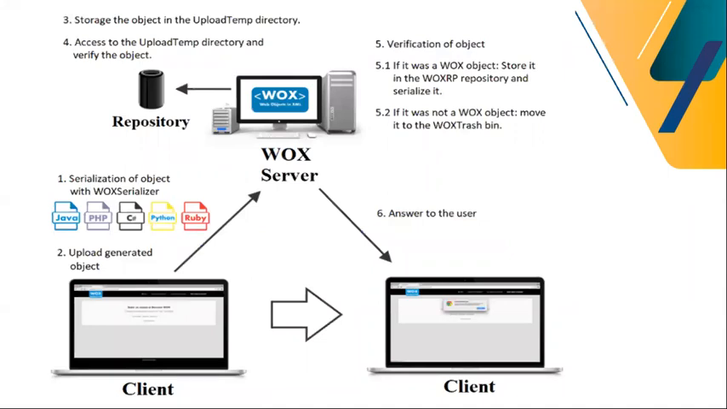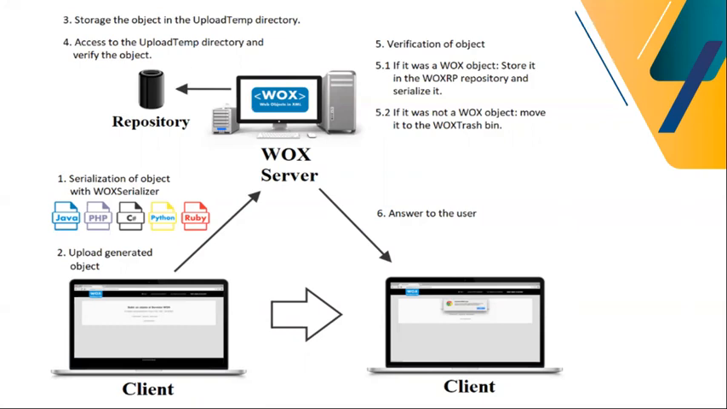This diagram shows the operation of the web system to store Works objects through a series of steps that are carried out between client and server. In step 1, the serialization of an object with the Works serializer takes place, for which any of the programming languages supported by Works can be used. In step 2, the user proceeds to upload the object to the server by selecting the option Upload an object to the server from the main menu of the web system.